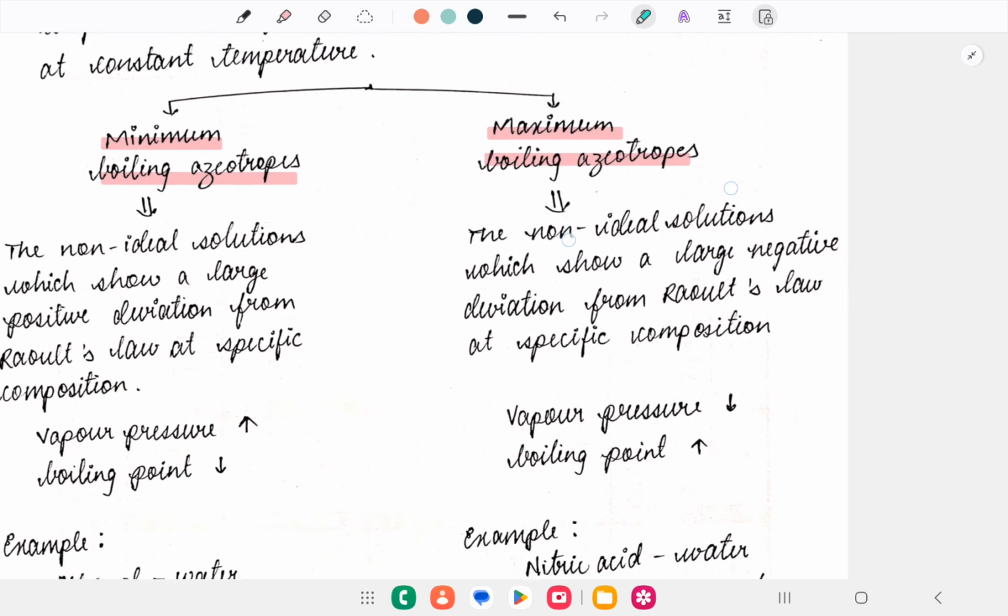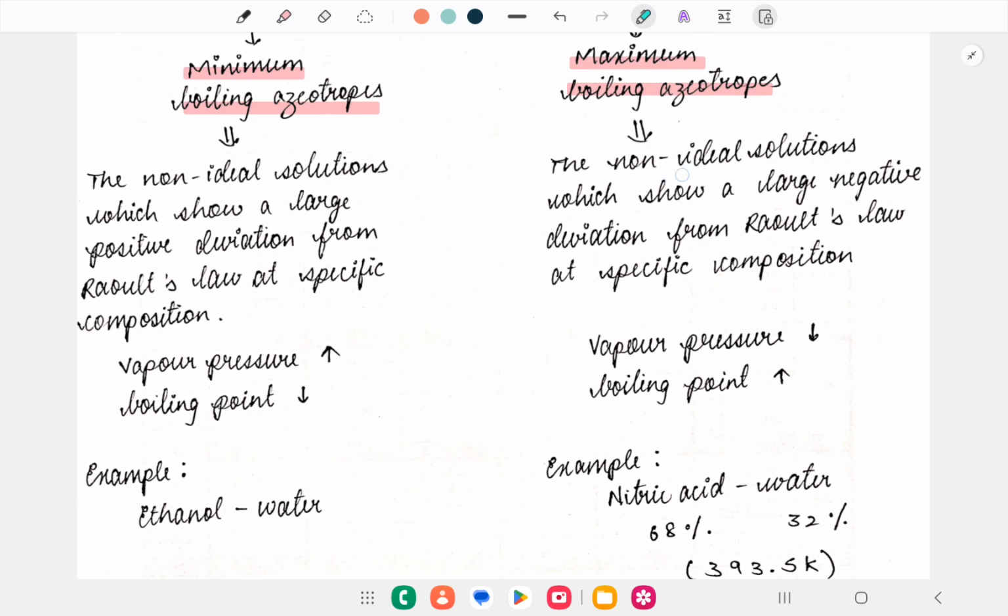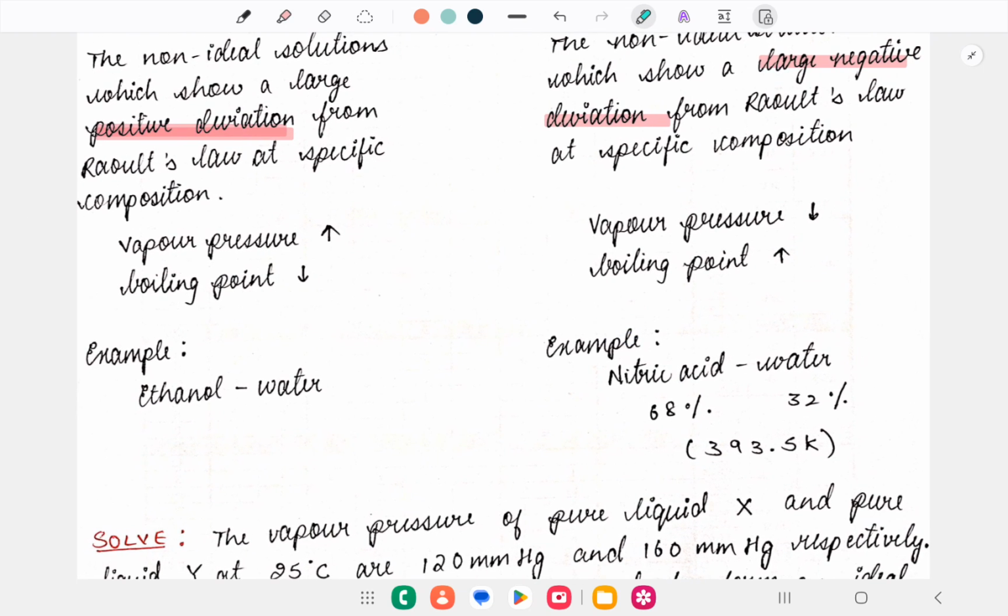Moving to the maximum boiling azeotropes. These are the non-ideal solutions which show large negative deviation. So we can observe that maximum boiling have negative deviation, minimum boiling will have positive deviation, and that they form an intermediate composition for which the vapor pressure is the lowest and the boiling point is the highest. So the minimum boiling and the maximum boiling are quite opposite to each other.